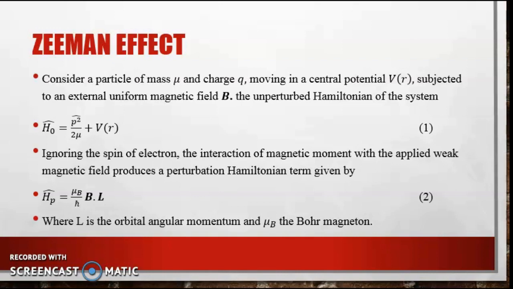So in this case, the interaction of magnetic moment with the applied weak magnetic field produces a perturbation Hamiltonian term given by Hp equal to mu B by h cross, B dot L, where L is the orbital angular momentum and mu B the Bohr magneton.